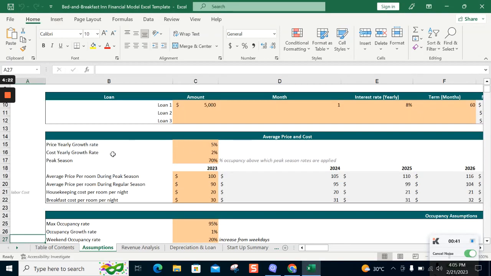Then we have the average price and cost, peak season above 71%. The occupancy rate above 70% will be considered as peak season, and the peak season and regular season prices are changed. So if the occupancy rate is above 70, the peak season rate will apply, and if the occupancy rate is below 70, the regular season price will apply. Then we have housekeeping cost per room per night and breakfast cost per room per night.